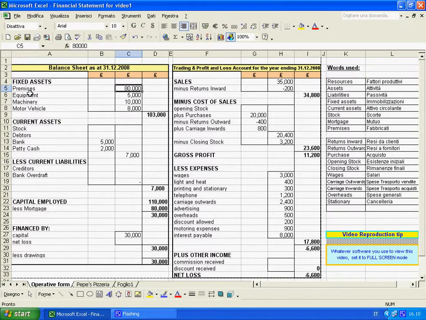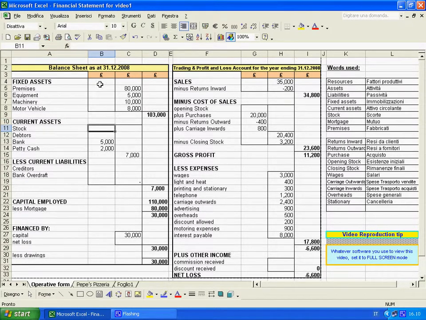Premises, equipment, machinery, motor vehicle are still in possession of the company. So we leave these items rest with their values. We must skip and consider the current assets.